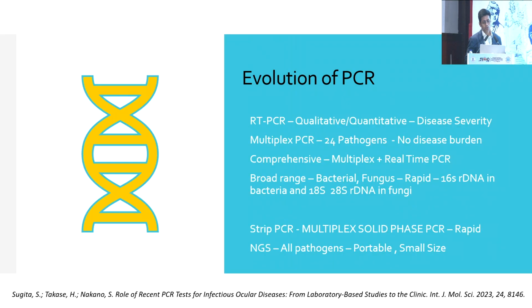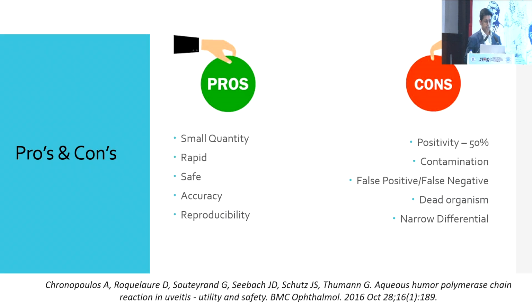How has it evolved now? Well, the one which was always there, as ma'am also spoke about during the COVID times, is the RT-PCR, which we all know, as we have all gone through it. It's a qualitative and quantitative test in which we can see the disease severity. We went on to multiplex PCR, where we could assess more pathogens, and then to combine both of them, we went to comprehensive PCR, which was first multiplex to find out the pathogen, and then real time to amplify them and see the disease burden. There are more modifications like broad range, strip PCR, and next generation sequencing, in which we can test for more pathogens.